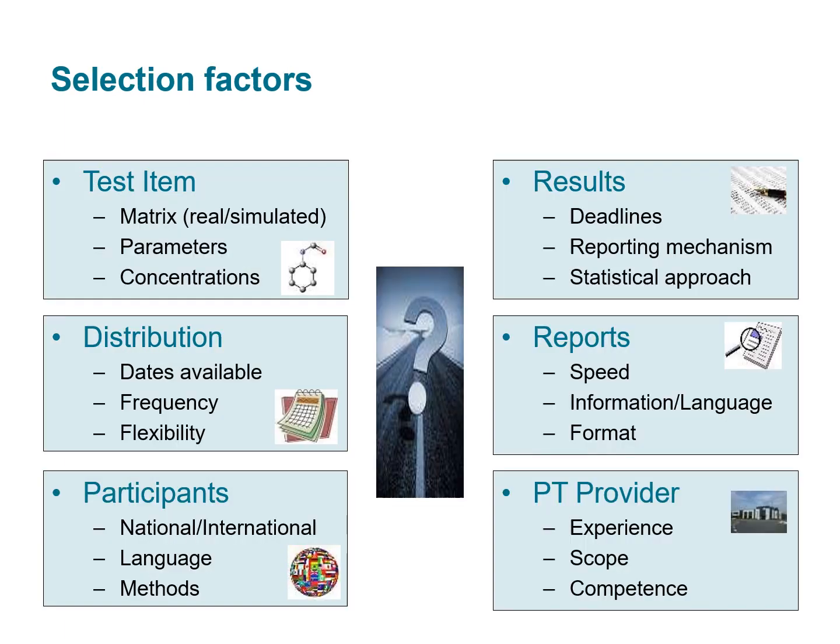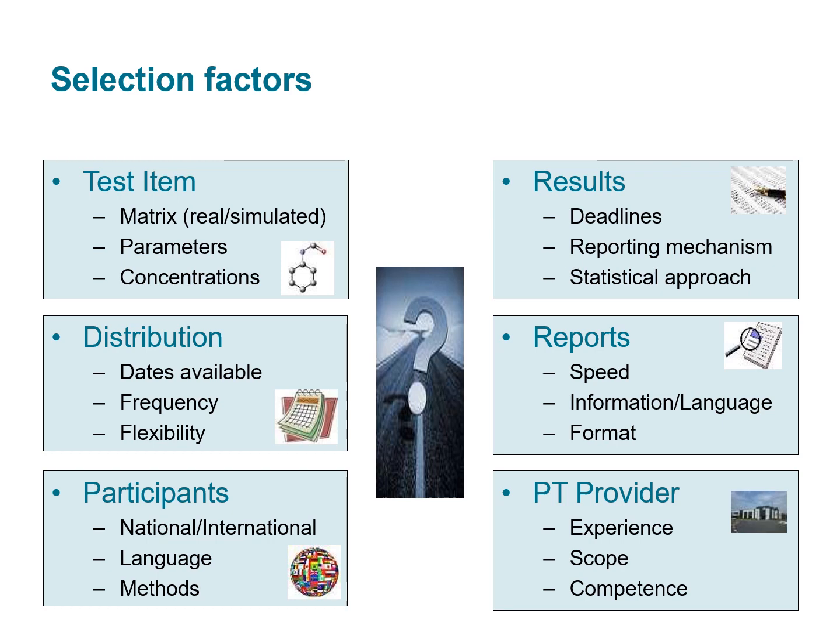So class, selection factors, for example, test item. When we are talking about test item, we have to talk about the matrix, parameters, and concentration. Okay, then distribution, like date available, frequency, and flexibility. Then participants, like national or international, language can be another big problem, and methods. Because when we are talking about method, there are so many methods to do one analysis. The analysis will be the same, but the method will be different because we have so many guidelines as well.